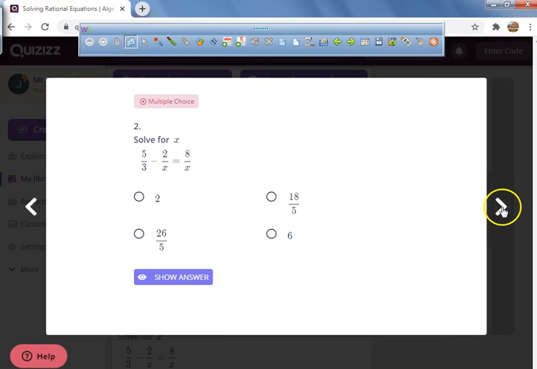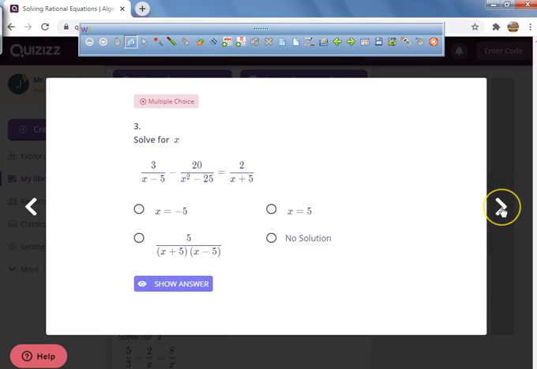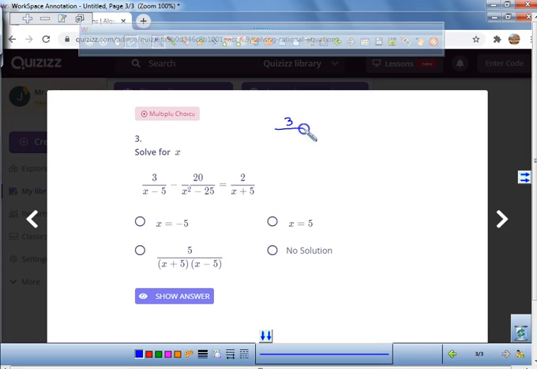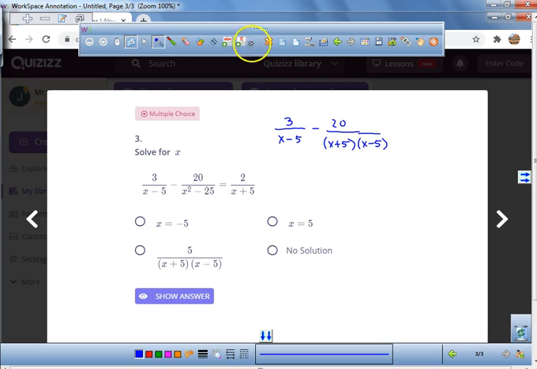So let's do a little more complicated one. Like this one. It's a little bit more complicated, so let's check this out. We have 3 over x minus 5, minus 20 over, now this is a difference of squares, this factors to x plus 5 and x minus 5. That's what they factor to. Equals 2 over x plus 5.